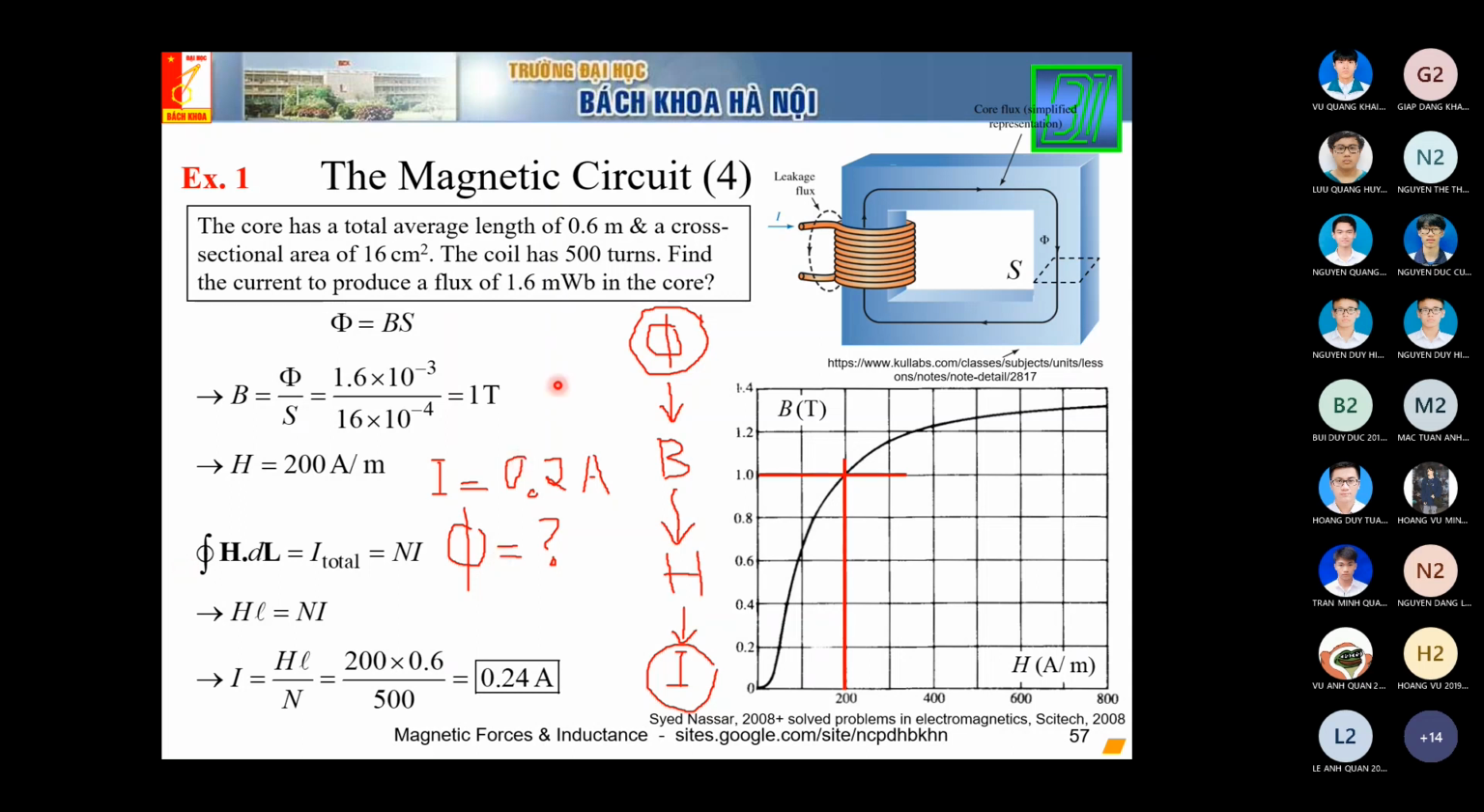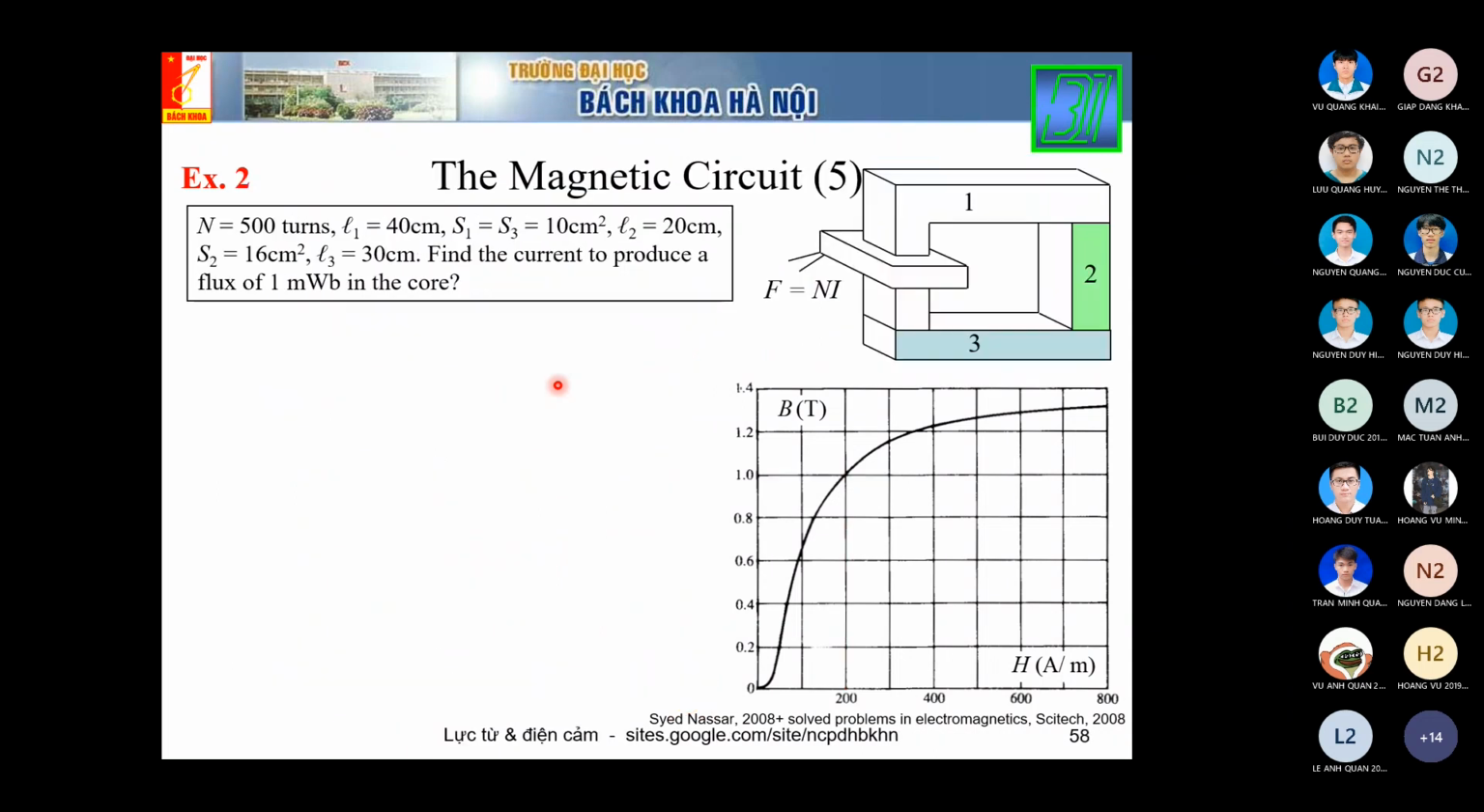Okay, let's get back to work. This is the second example. This one is a little harder than the previous one, because the core here you see is a little more complicated. It consists of 3 sections, number 1, number 2, and number 3. They are different by the cross-sectional area and by the length, of course. Once again, the relationship between B and H is given here, this curve.